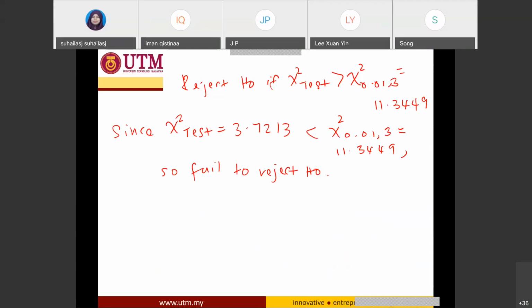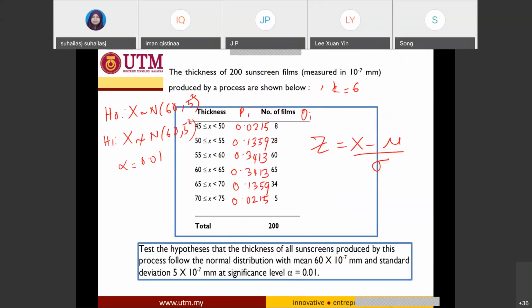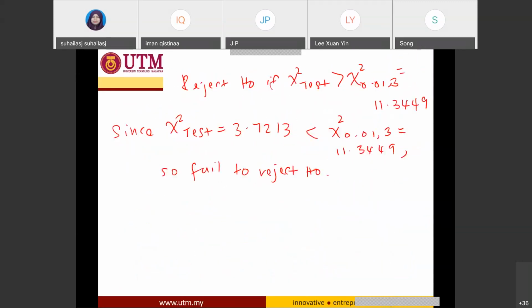We stated that your data follows a normal distribution, that the thickness of all sunscreen produced by this process follows a normal distribution with mean 60 and standard deviation 5, and alpha 0.01. You answer back the question. It is a one-sided test, which is alpha only. You must write the decision rule: reject H naught when your chi-square test is greater than chi-square alpha, and so on. Since this value is less than, fail to reject H naught. And last, write down your conclusion. Then your answer is complete.